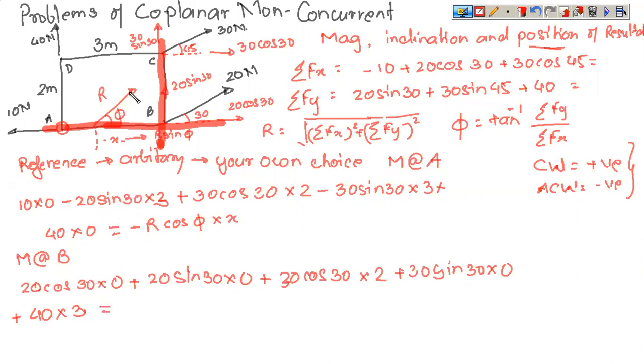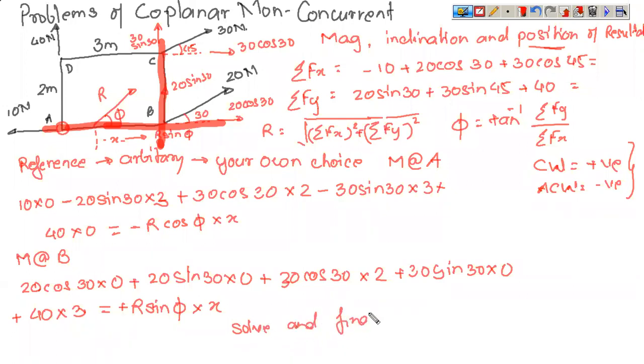Now let us find the moment due to the resultant. R cos phi lies on AB, so it will not give any moment. R sin phi will give you moment. So R sin phi multiplied by the distance from BC, which is x, which we have assumed. And the nature: it has to move in clockwise direction so that it approaches BC. So this is positive. Again, you can solve and find x.